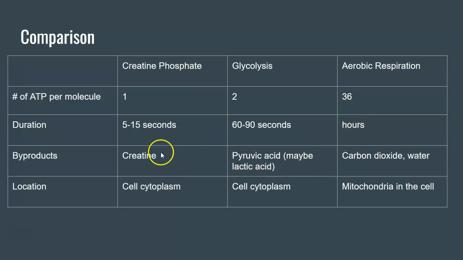Here I just show you the byproducts of each pathway. This one is the simplest one, carbon dioxide and water. And so when we are doing aerobic respiration, our body makes carbon dioxide, and that's what we breathe out. The carbon dioxide that we breathe out every time we take a breath is because we are making carbon dioxide in aerobic respiration.